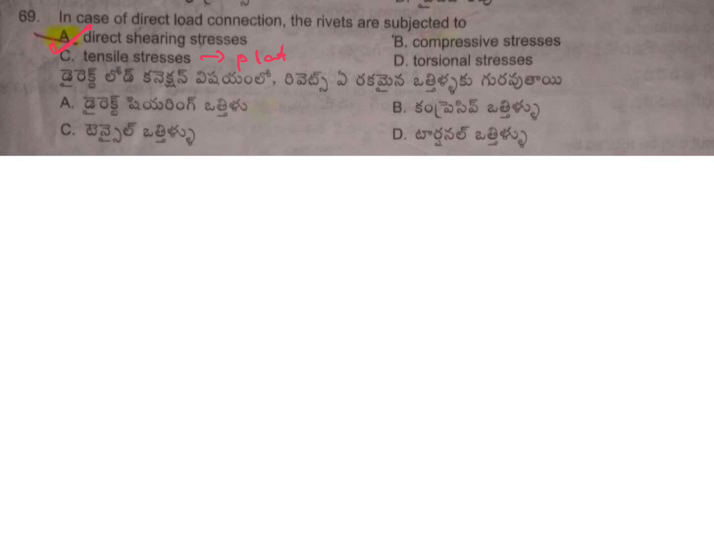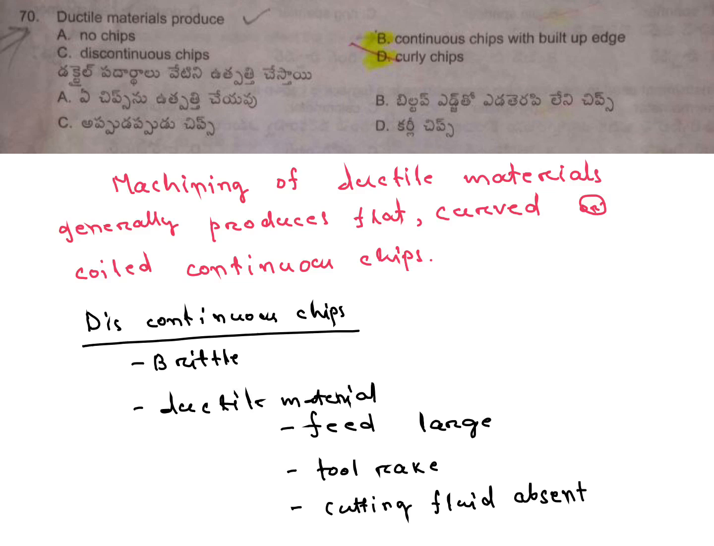This question is very important for all examinations. Even in the IAS they are asking this type of question. Ductile materials produce A. No chips, not possible. B. Continuous chips with built up edge, this is also possible. C. Discontinuous chips, not possible. Rare case, discontinuous chips they are producing. And D. curly chips, this is also possible. So B, C, D, three are possible, but the most appropriate answer is D, curly chips.